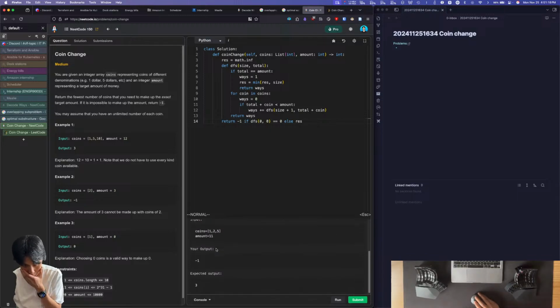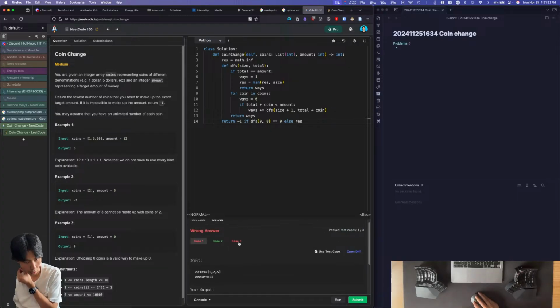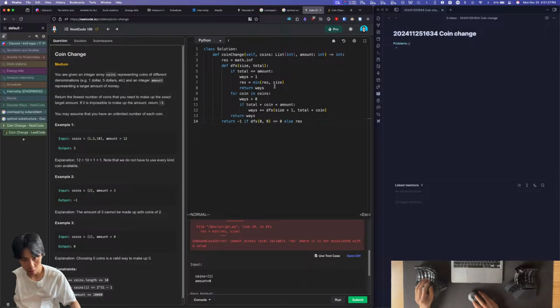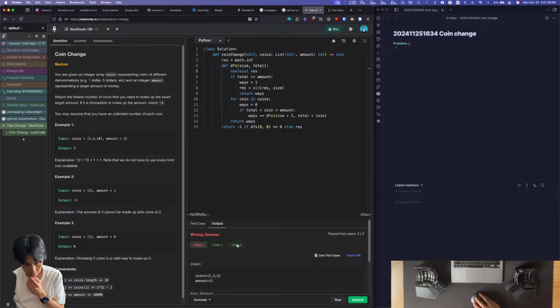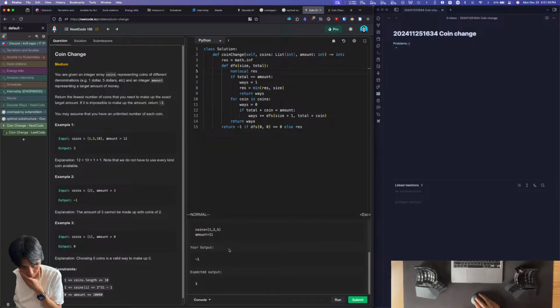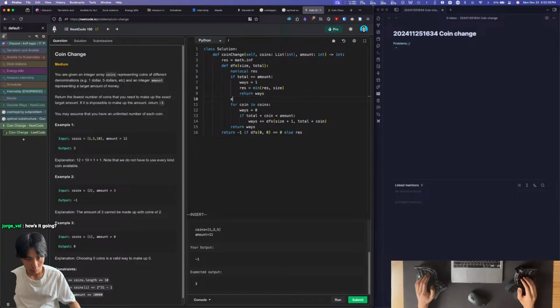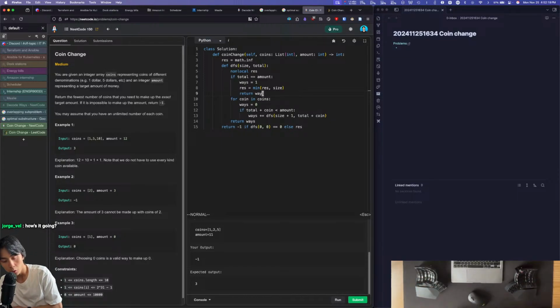Amount is 11. Output is -1. Output is not even finished. Total equals amount.